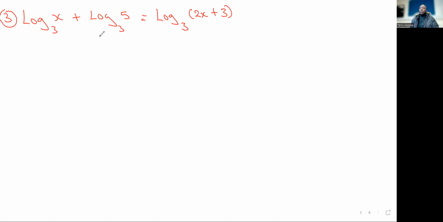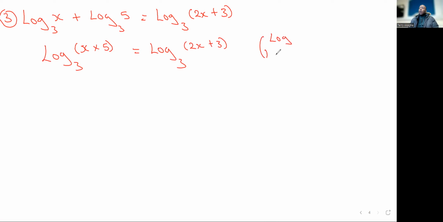So have a look at this. We can combine these two together using the product law. Like I said, you can pause it, try and solve it, and after solving it, you can come back and check. So we're going to combine this. It's going to become log to base 3 of x multiplied by 5 equal to log to base 3 of 2x + 3. So this is the product law, the first law. If you go to law 1, which is the product law, that's what we applied here, okay?